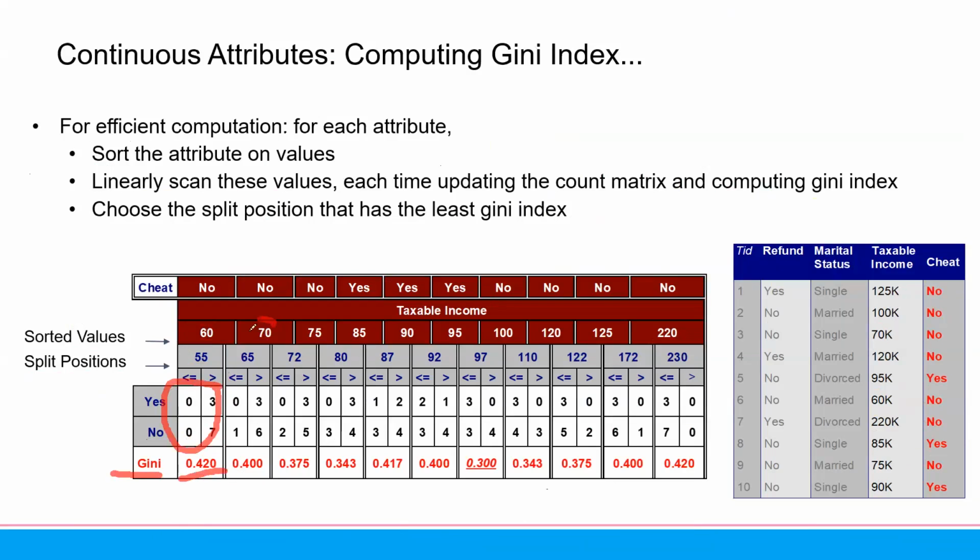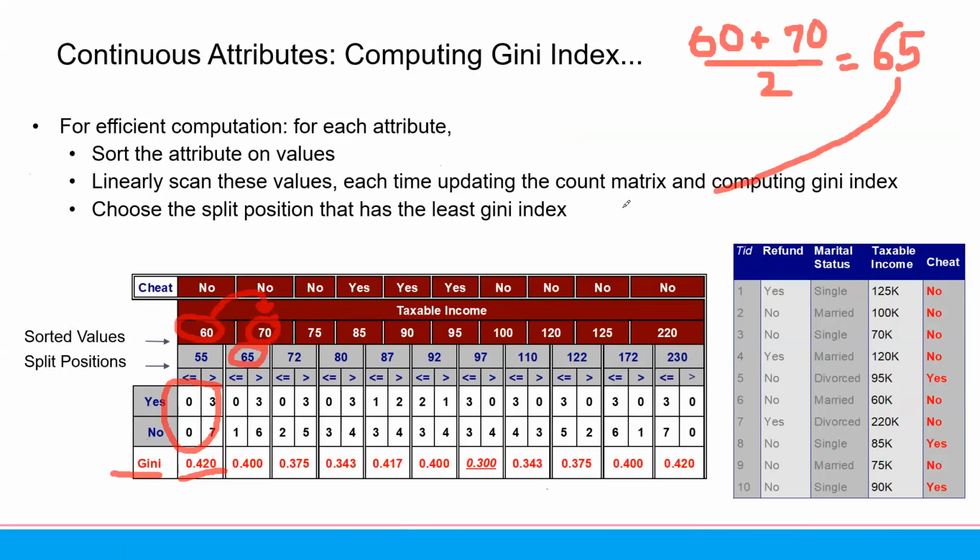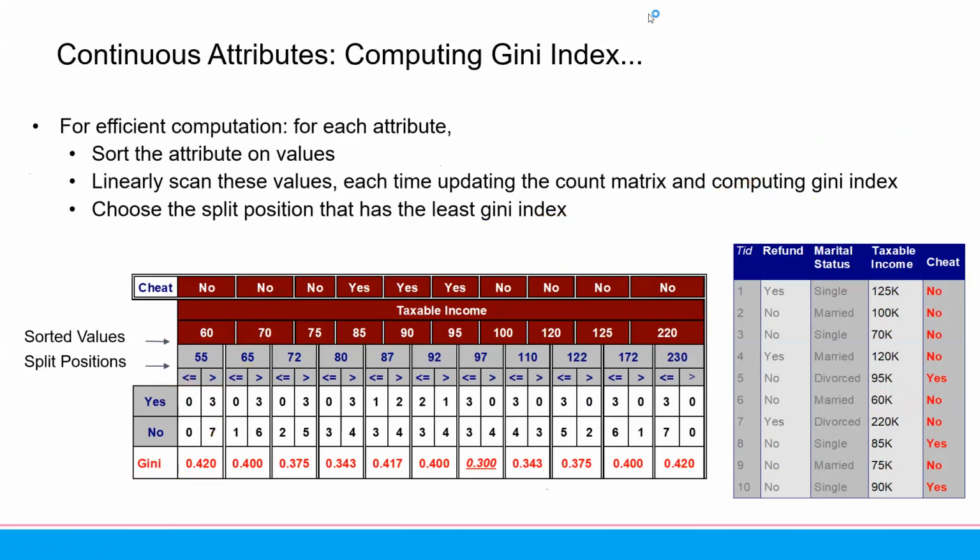Now let's move to the next value, which is 70. This is the second smallest value. In order to get this value, we can just make the midpoint. The midpoint will be 60, the minimum value, plus the next consecutive value, 70. So 60 plus 70 divided by 2, then the result is 65. So 65 will be the splitting value, and we will put it here. Now I would like to check how many yes and no if it is less than or equal to 65, and how many yes and no if it is higher than 65.